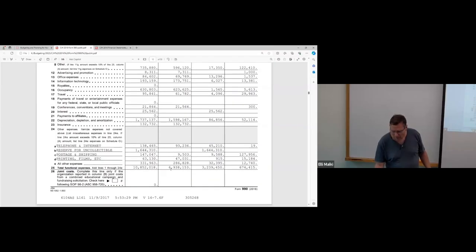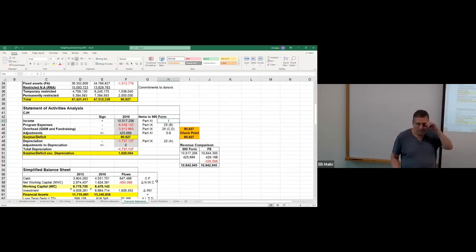Okay, so what do we take from here? For program, we take the total of column B, that's 6938. Why not take the total expense? Oh, well, because later on in the analysis, we would like to see, let's say, overhead rate. So we need the overhead separately.